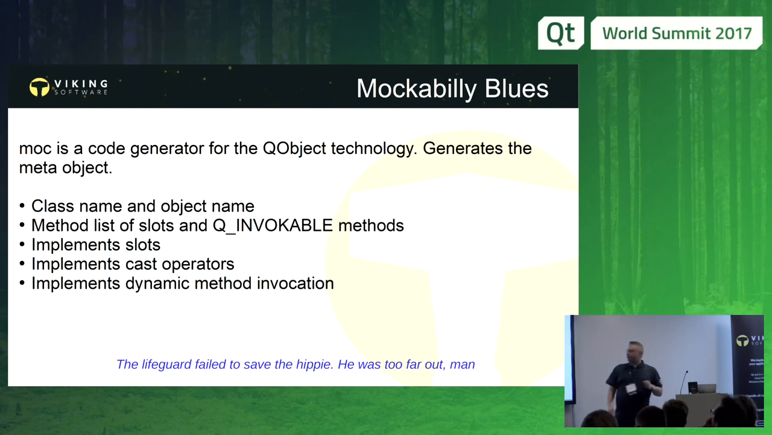So, more moc. It's a code generator. What does that mean? It means it looks at your header file, it outputs a CPP file. That's all it does. And where does it do it?